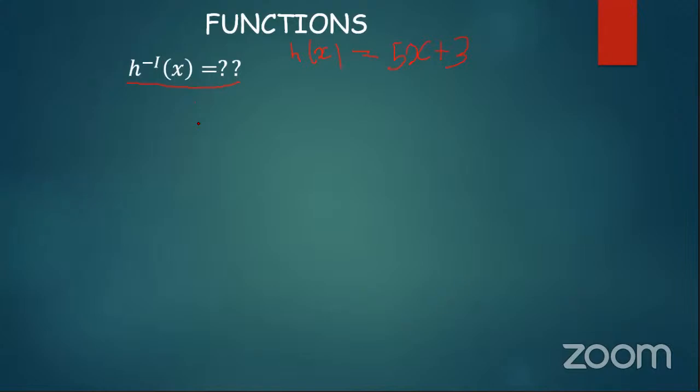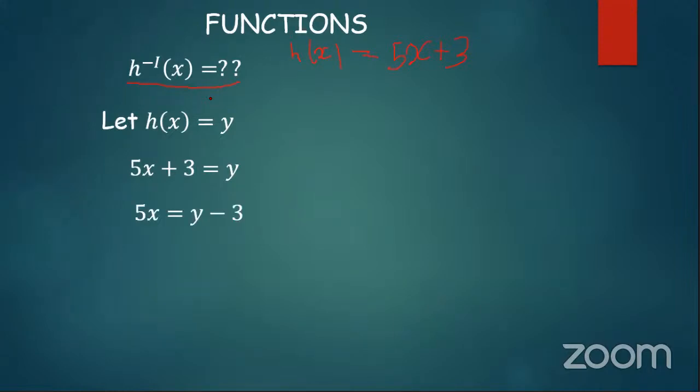Thank you very much. So let us go through it very fast. Time is not our best friend, so we begin by letting h equal y. So 5x plus 3 is equal to y. So we take the 3 from the left to the right hand side. So it becomes 5x equals y minus 3. After that, we divide by 5 both sides. So we shall remain with y minus 3 divided by 5. And we say therefore, h inverse of x is x minus 3 divided by 5.